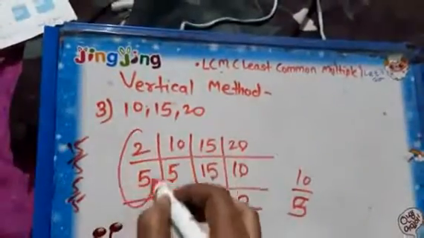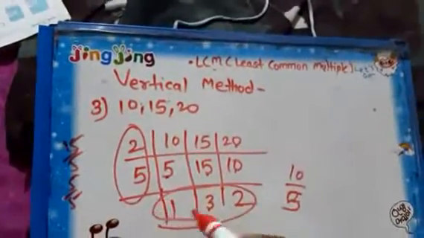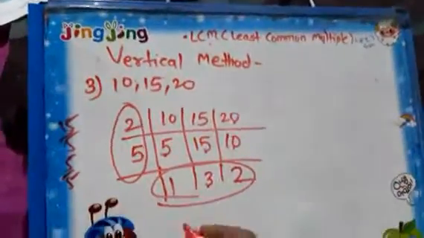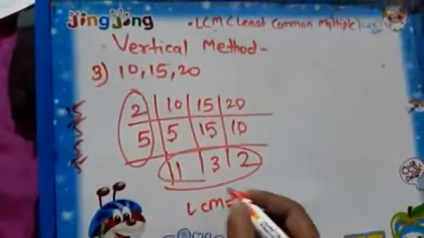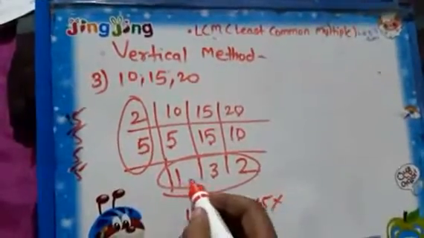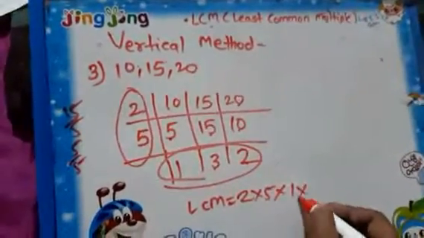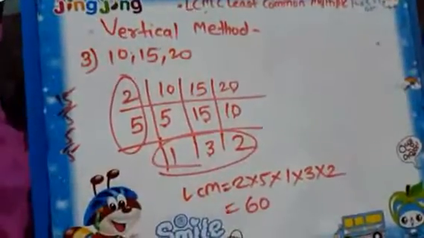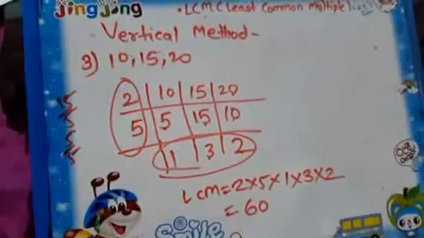And here the common factors will be multiplied by these prime factors. So LCM will be equal to 2 into 5 into 1 into 2 into 3. So it will be 60. Their LCM will be 60.